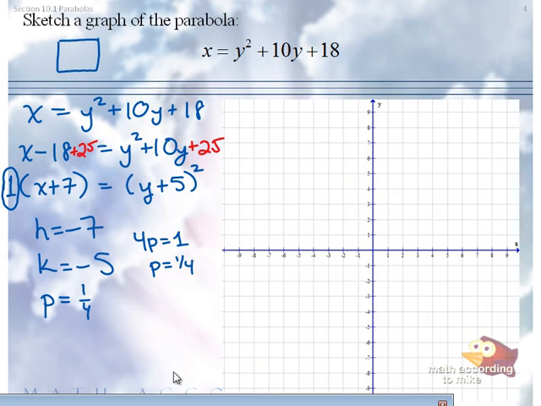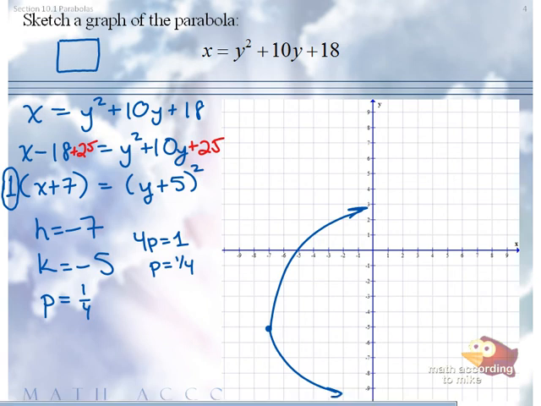So we're going to plot the point negative 7 comma negative 5. That'll be your vertex. I don't think I gave you enough room here. It's going to open up to the right. What are you going to do? Your p is very small. It's only 1/4. So if your vertex says negative 7, negative 5, your focus is going to be 1/4 to the right of your vertex.